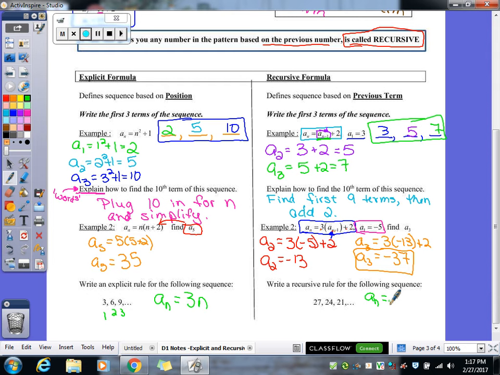Yeah. So down here, they want us to write the recursive rule for the following sequence. So again, one of the key components of the recursive rule is you always have to identify what is your first term. So what is our first term in this sequence? 27. So a sub 1 equals 27. And then if we take a look, what happens to get 27 to 24? And then 24 to 21? Goes down 3. So we're taking our previous term, which would be a sub n minus 1, and you subtract 3 from it. And that would be our recursive rule for that one.